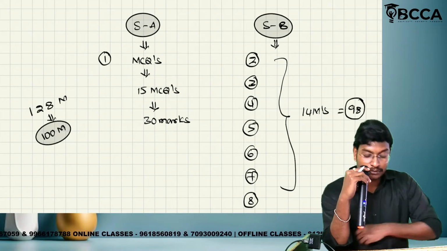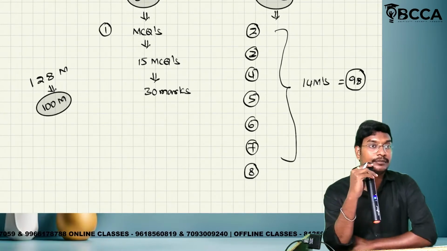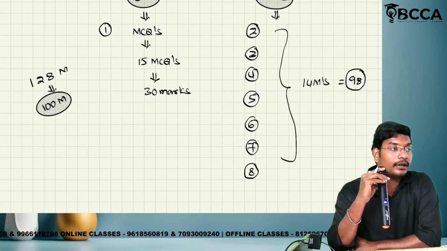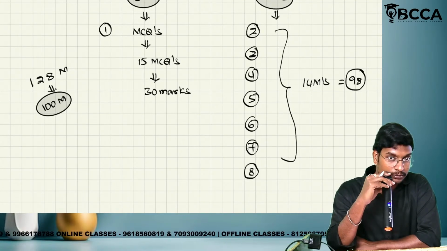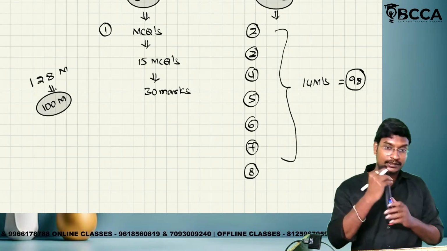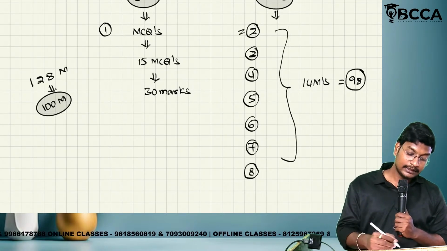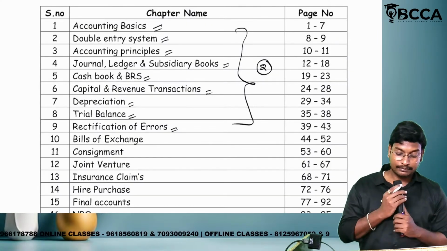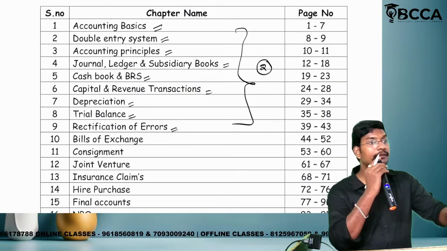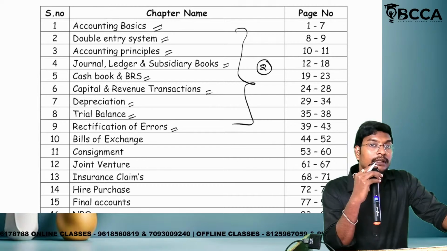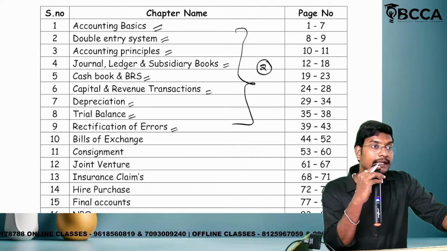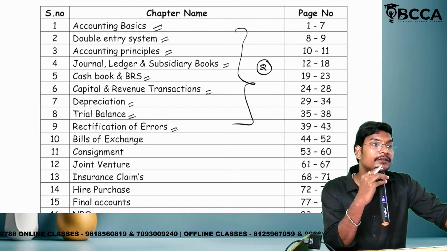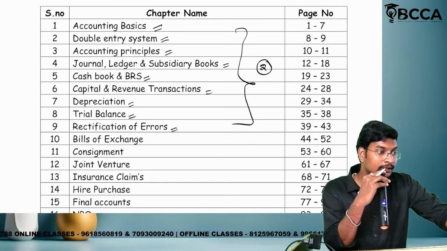So totally how many descriptive questions will they ask? They will ask 7 descriptive questions. Of those, we need to answer 5 descriptive questions. In the second question, they will ask about the basics. What are the basics? The double entry system, BRS, these are the things they will ask in the second question. The second question is again categorized into two parts, 2A and 2B. 2A is for 7 marks, 2B is for 7 marks.